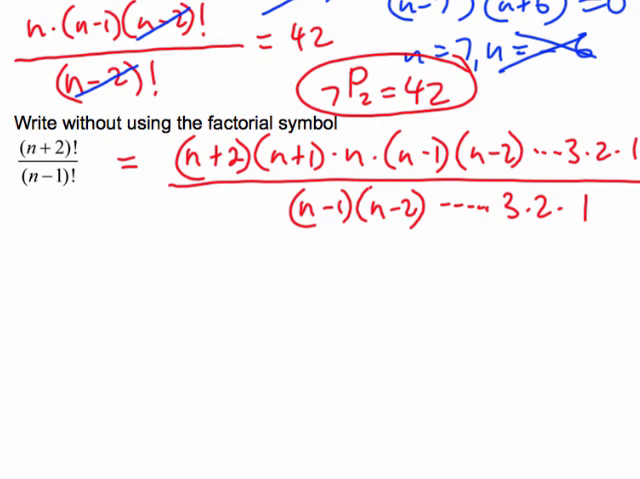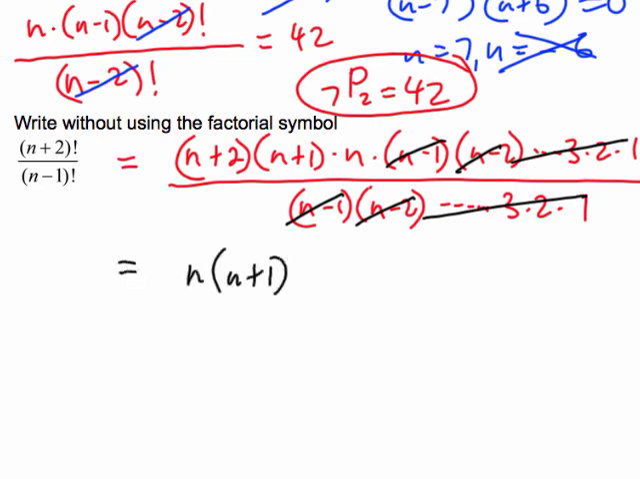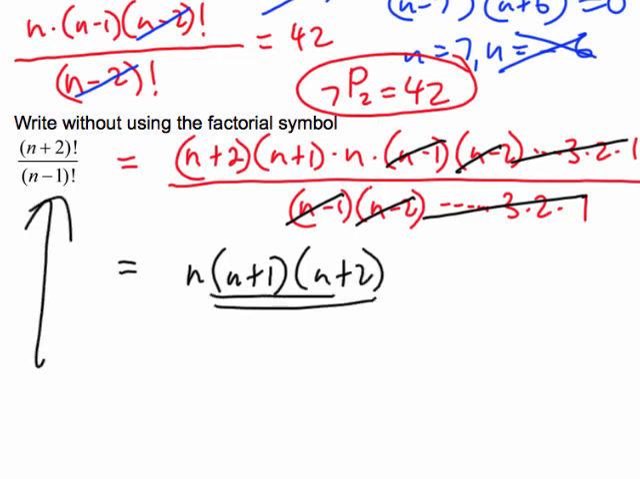And in terms of simplifying, since I have factors in the numerator and denominator, common factors all reduce. All of this down to 1 is going to cancel out. And so I'm going to be left with n times (n plus 1) times (n plus 2). This is equivalent to this expression.